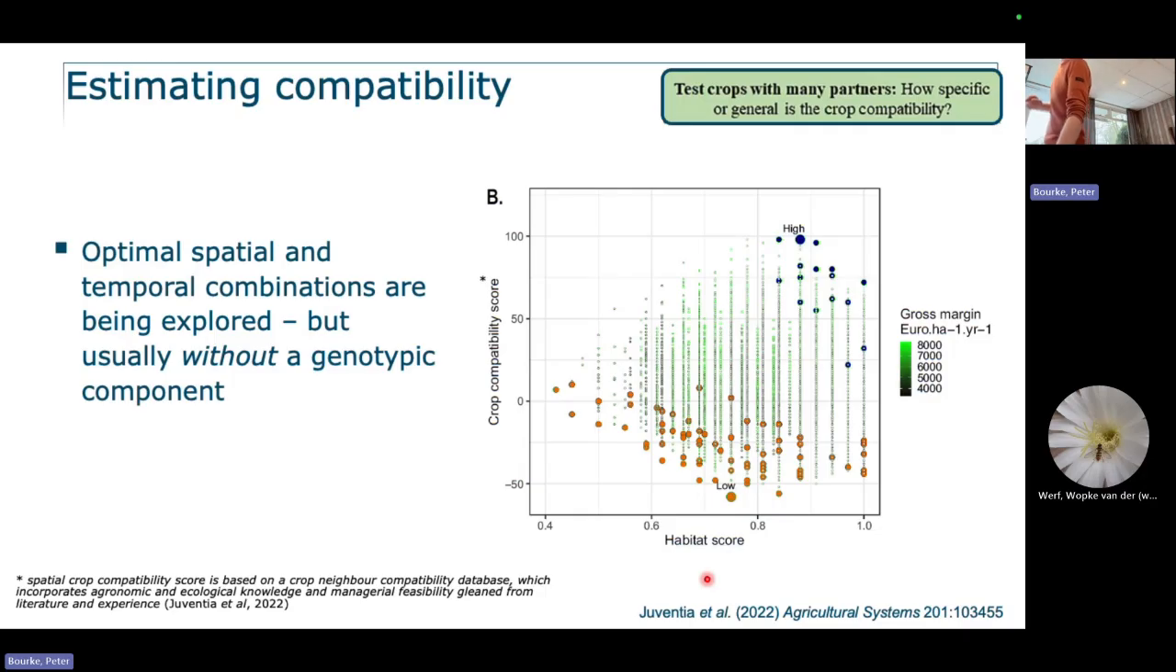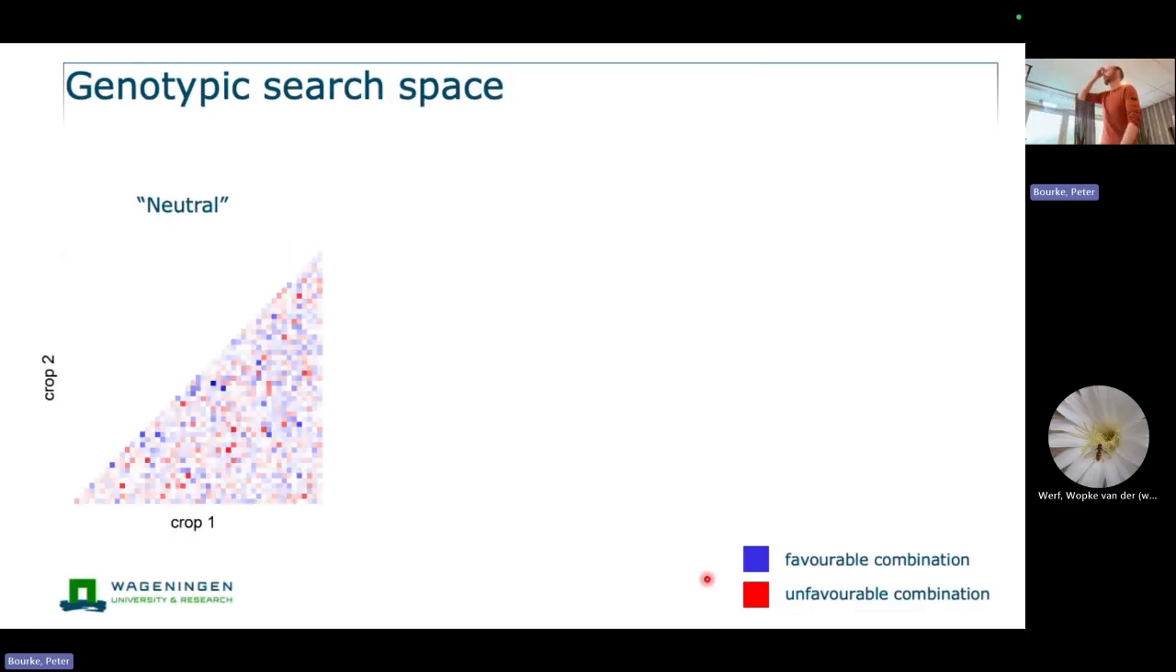But unfortunately, a lot of these optimal spatial combinations are being explored without a genotypic component. Now, I like to think of this as some sort of genotypic search space. So you've got, again, I'll talk about parsnips and onions for some reason.